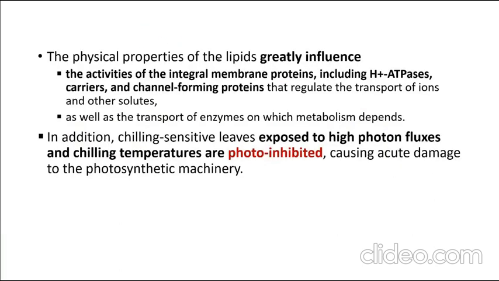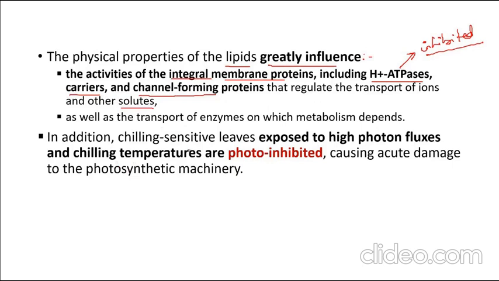The physical properties of the lipids greatly influence the activity of integral membrane proteins. For example, they influence H plus ATPase. H plus ATPase is an integral membrane protein which is inhibited in response to chilling stress. They also inhibit several carrier proteins and channel forming proteins. These carrier and channel forming proteins, which transport ions and solutes, are all affected.